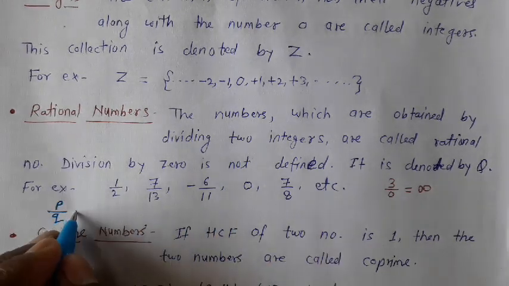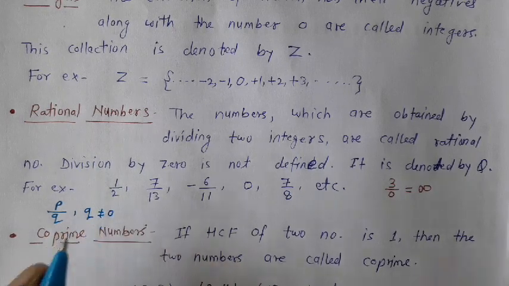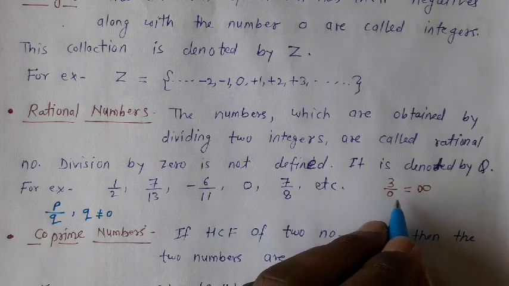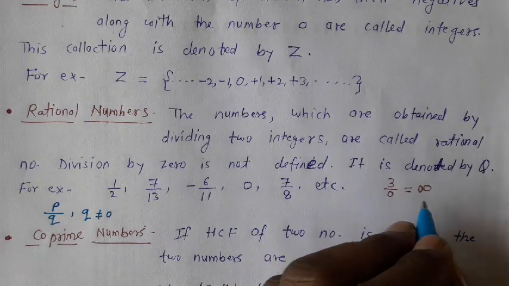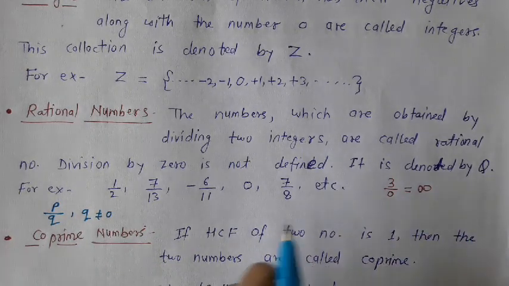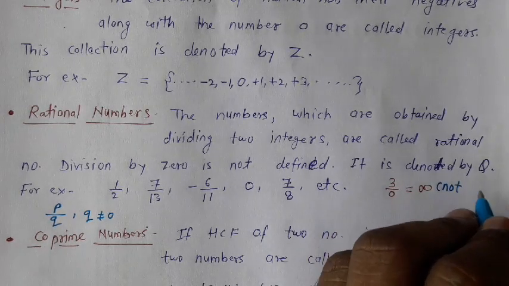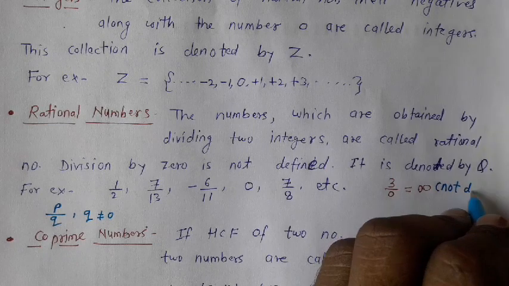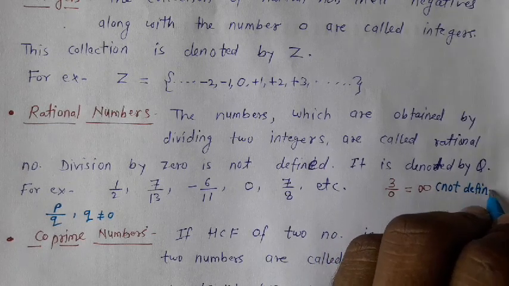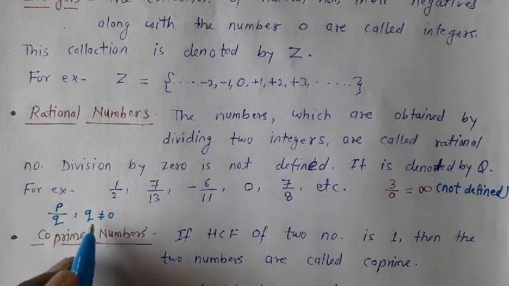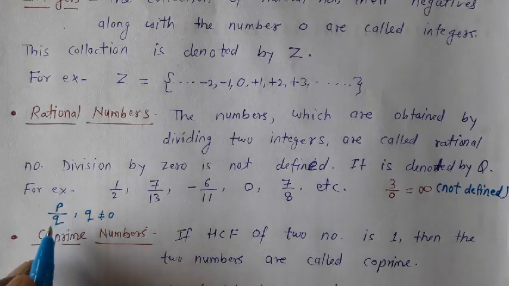And Q is not equal to 0. Q should not be equal to 0, because if Q equals 0, then something upon 0 is infinity. Infinity is nothing, it is only not defined. Infinity means not defined. We cannot define it.